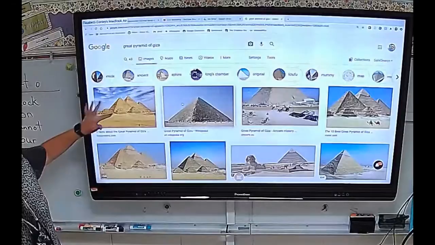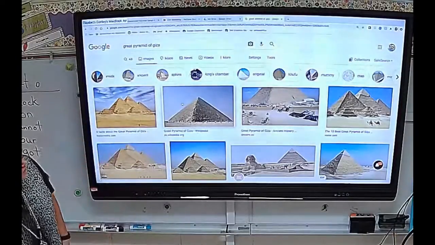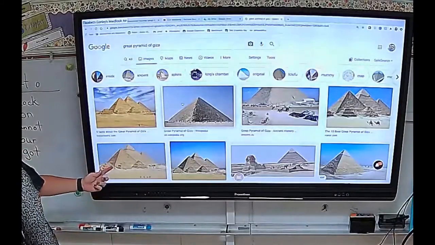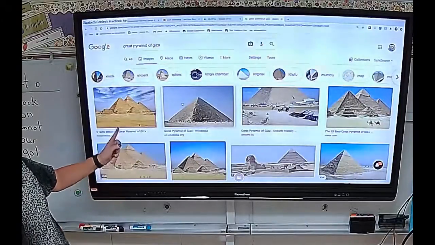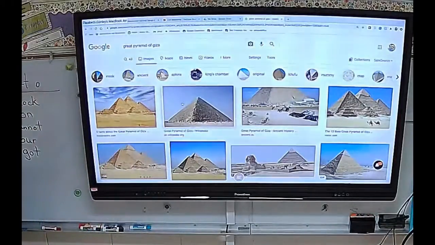And here are some pictures of the Great Pyramid of Giza. It kind of looks like a bunch of sand all piled up to me. It's kind of like a desert.